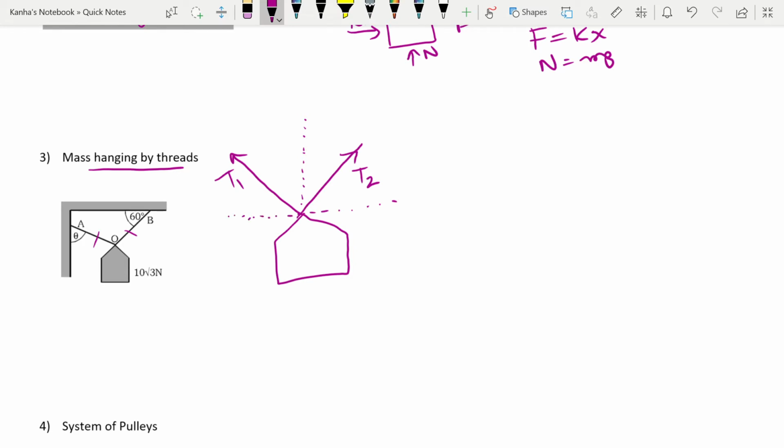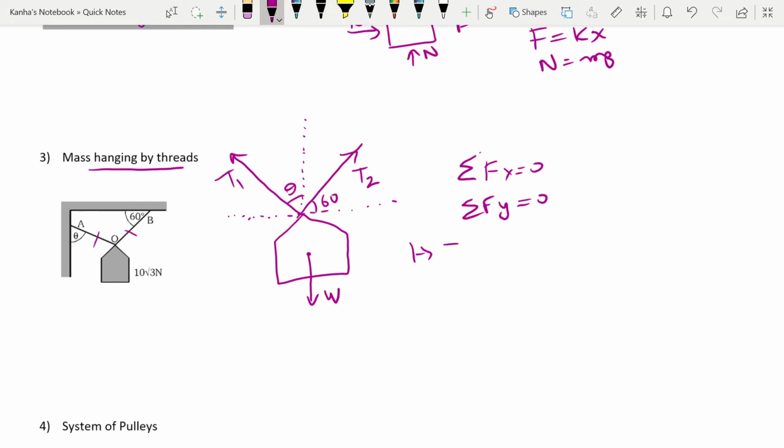Okay, so this is 60 degrees and this is theta. My two contact forces I have already mentioned, T1 and T2, and the only non-contact force is my weight. Now I apply summation of Fx is equal to 0 and summation of Fy is equal to 0. So this gives me two equations.